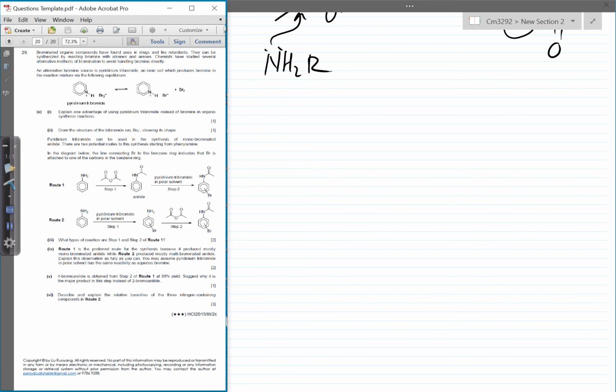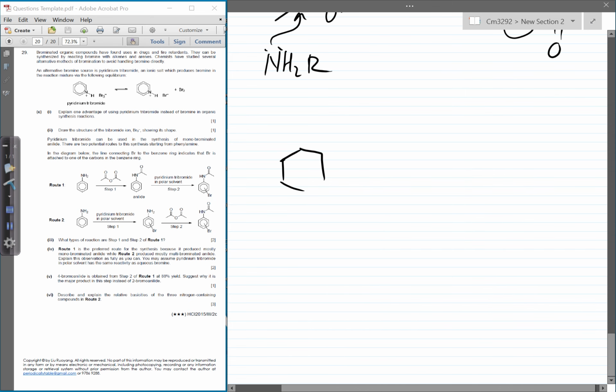And then the last one, describe and explain the relative basicity of the 3 nitrogen-containing compounds. The most basic one will be the first compound, phenylamine itself. Then the second one will be the central one, and then the least basic is your amide. Why is it a central one? It's because bromine is an electron withdrawing group, which makes the lone pair less available. And for the amide, the lone pair is delocalized into a carbonyl group, which is even less available than the other two.